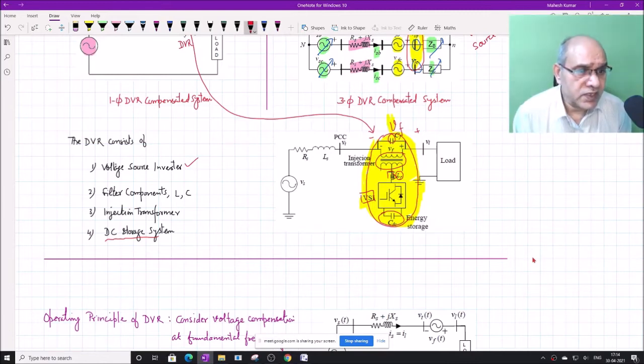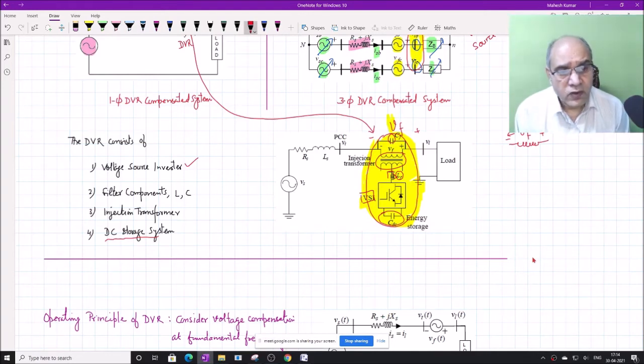Basically this transformer is very important for the DVR, because the voltage which comes at the secondary becomes the voltage injected. Therefore, the DVR consists of a voltage source inverter, filter components L and C, injection transformer or isolation transformer, and DC storage system. These are four important parts of the DVR. Okay, this is the circuit level.